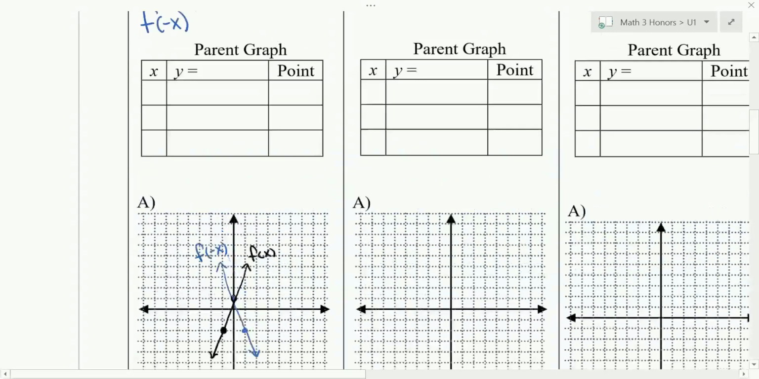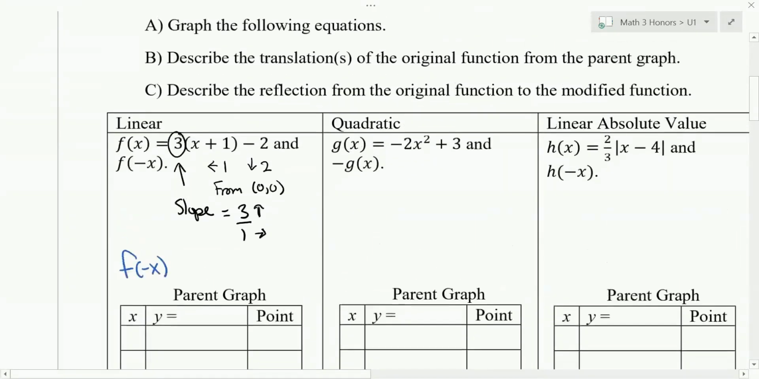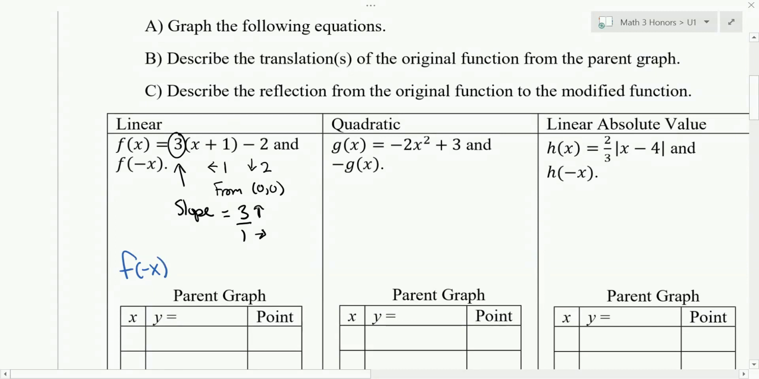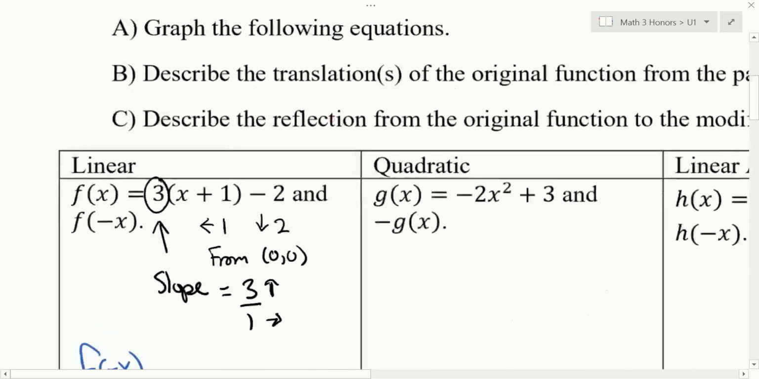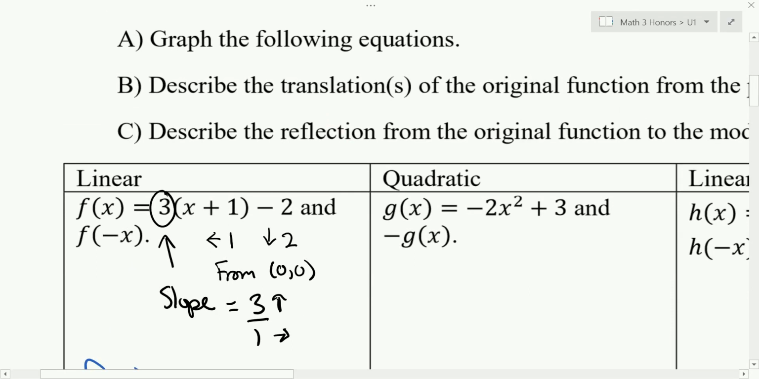Now part B said, describe the translation or translations of the original function from the parent graph. So this is talking only about f of x, saying, hey, f of x is not a parent graph. How is it translated from the parent graph? Left 1, down 2. That's all you're going to put.